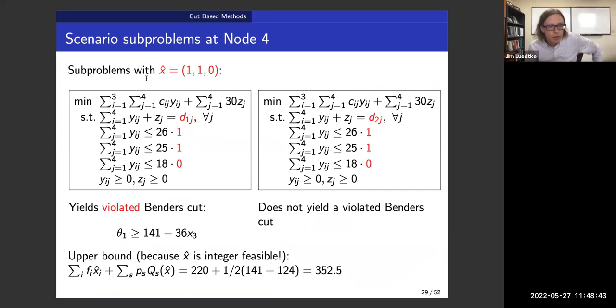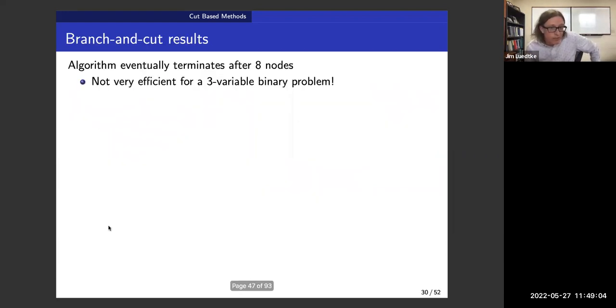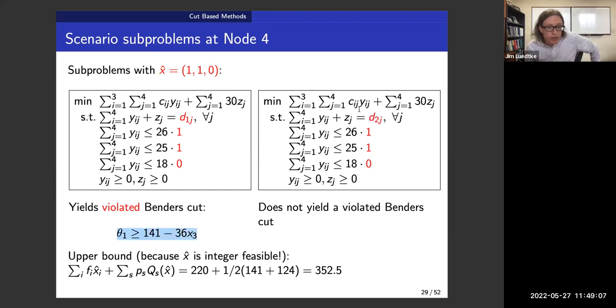I have 2 scenarios, so there's a scenario subproblem for the first scenario and a scenario subproblem for the second scenario. What I'm doing is plugging the fixed value of x hat into the right-hand sides. That's these red things here. And then I have my theta changing by scenario, so this is for scenario 1, that's for scenario 2. That's what changes between the different scenarios. For scenario 1, it turns out I did get a violated Benders cut, so I have to add that to my formulation. For scenario 2, I didn't get a violated Benders cut. In any case, after solving these scenarios, I get a true estimate of my objective function value, 352.5. So I now have a feasible solution of this value.